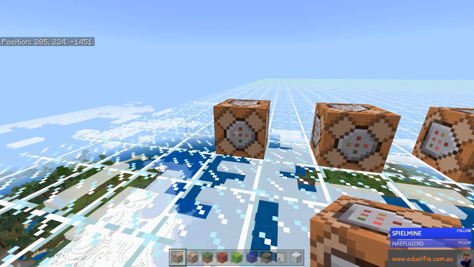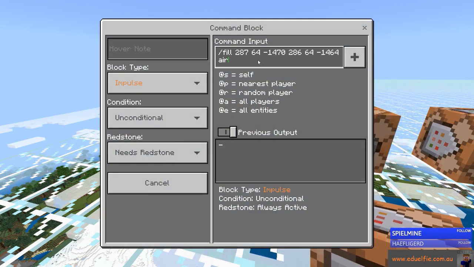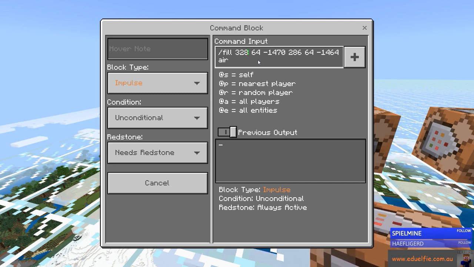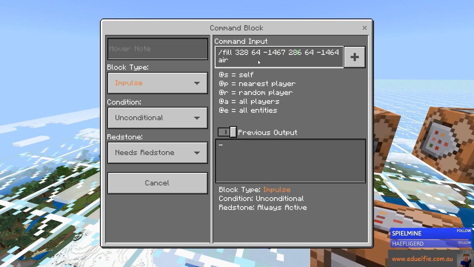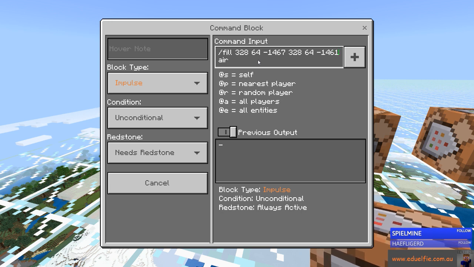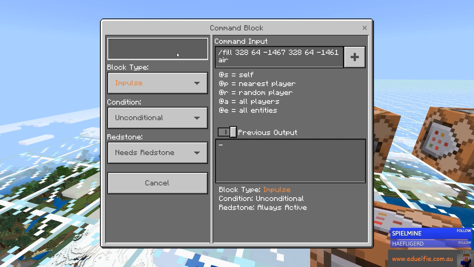And then if we come in here, go into here, and we change all of these coordinates to be 328, negative 1467, 328, negative 1461, that's the first one, so that's one group act 2.